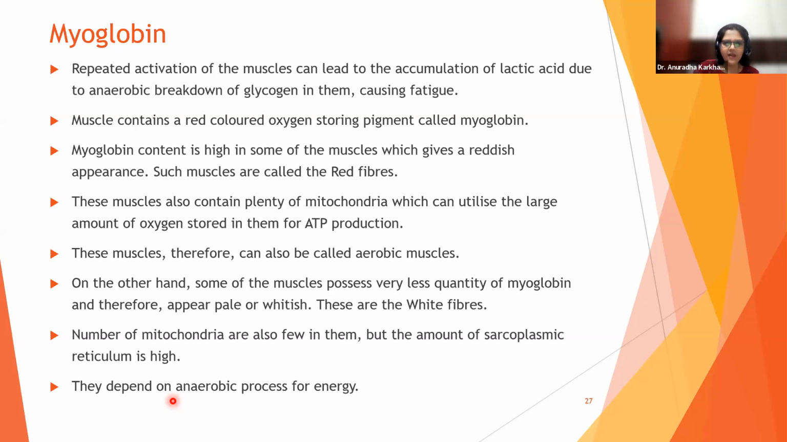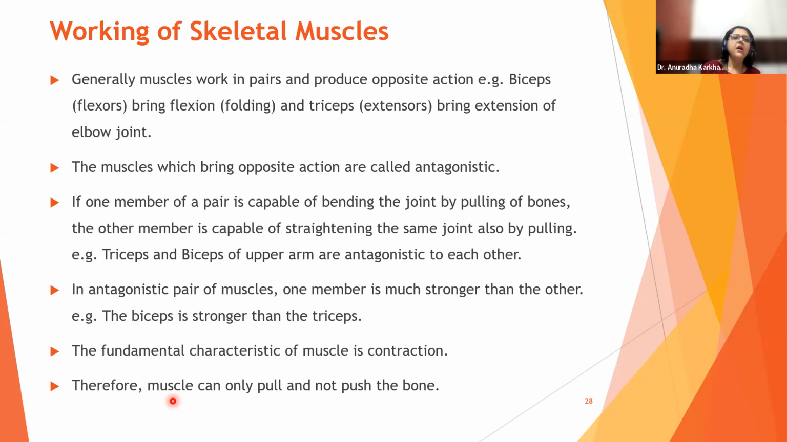Ye easy wala part hai, but still you should know it. Working of the skeletal muscles. Generally, muscles work in pairs and produce opposite actions. For example, biceps flexors bring about flexion or folding, and triceps bring about extension of the elbow joint.